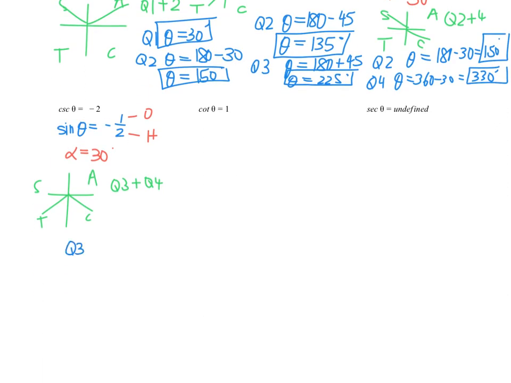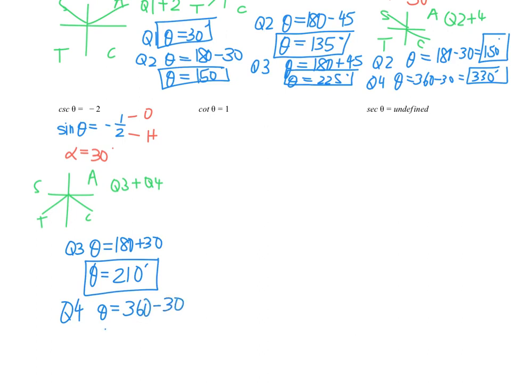In quadrant 3, theta is 180 plus 30, so that theta is 210 degrees. And in quadrant 4, theta is 360 subtract 30, so theta is 330 degrees. So those are your two options.